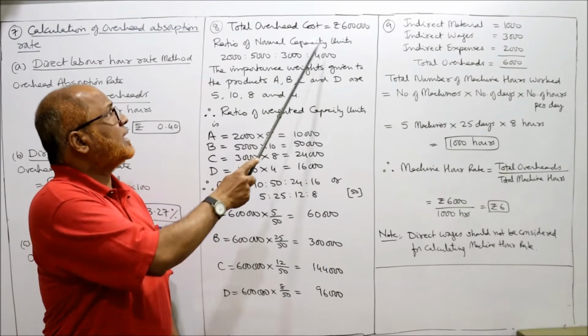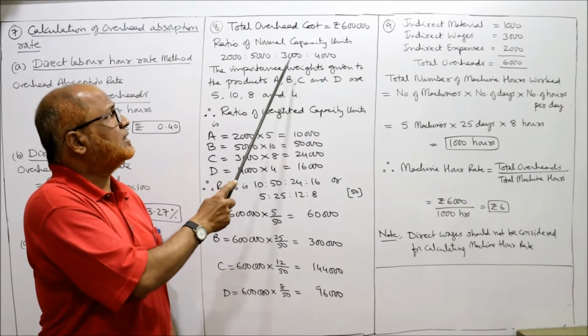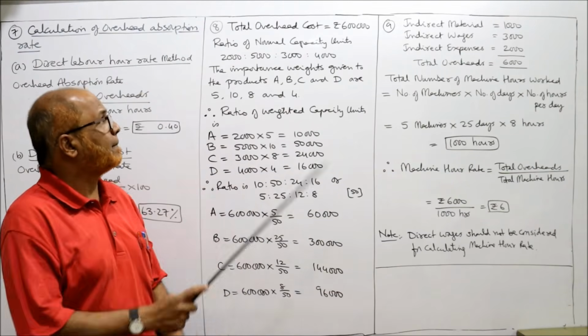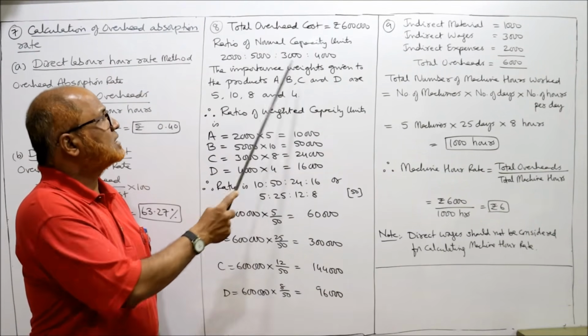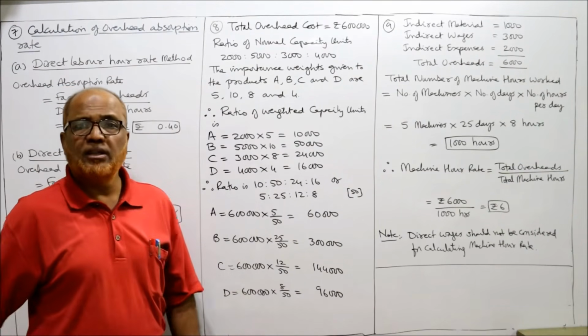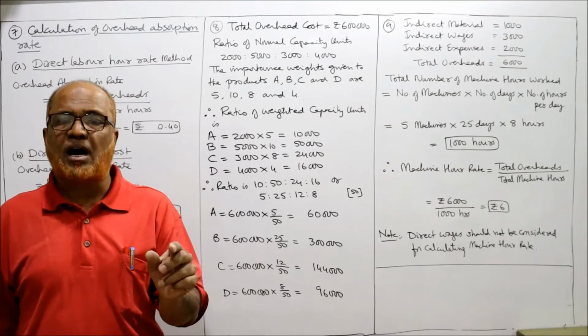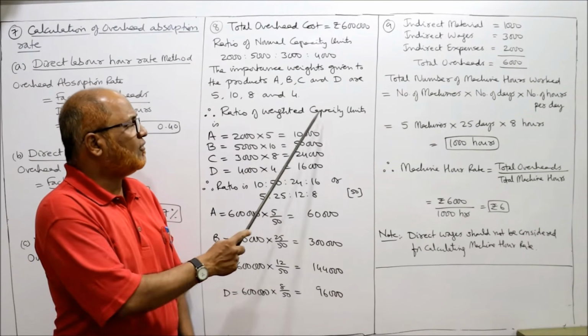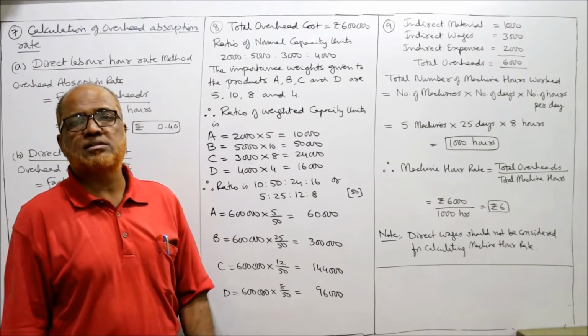Ratio of normal capacity is 22,000 is to 5,000 is to 3,000 is to 4,000. These are the number of units of ABCD. The importance weights given to the products ABCD are 5, 10, 8 and 4. The importance of the products are given points. The points are ABCD, this one. Ratio of weighted capacity units.